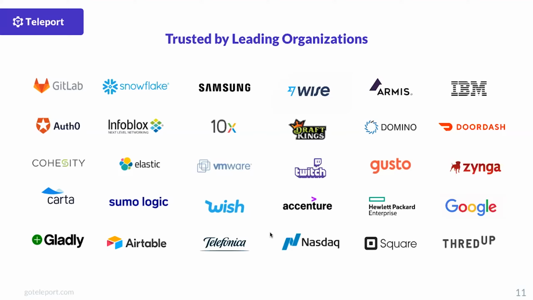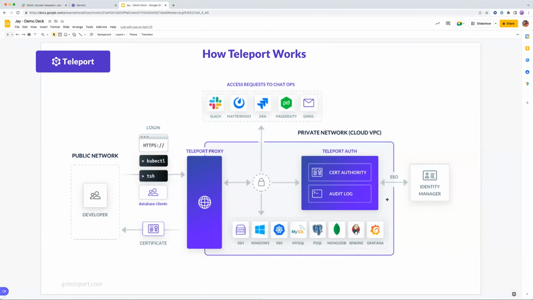Let's start here with an architecture overview. So this is a brief overview of what Teleport's architecture looks like. Everything inside this purple box is what we consider to be a Teleport cluster. So there's two Teleport components. One is the Teleport proxy. The proxy is your entry point into your cluster. It's also how all your resources connect.